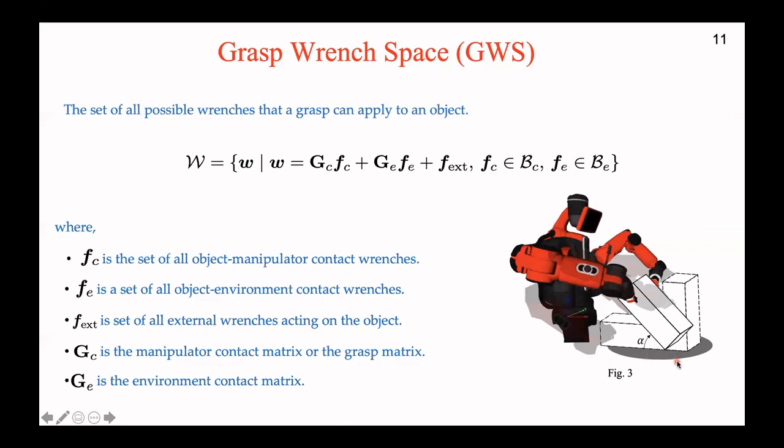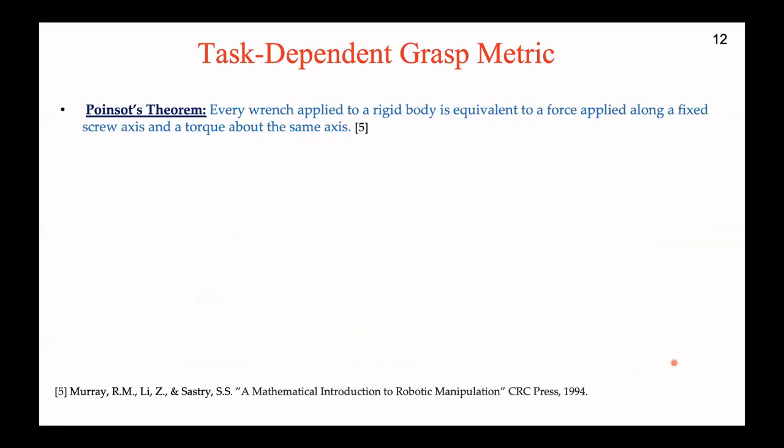When we do this, the forces at the object environment contact can be used to partly balance the weight of the object. In this slide, we will be formalizing our definition of a task and our task-dependent grasp metric. According to Poinsot's theorem, every wrench applied to a rigid body is equivalent to a force applied along a screw axis and a torque about the same axis.